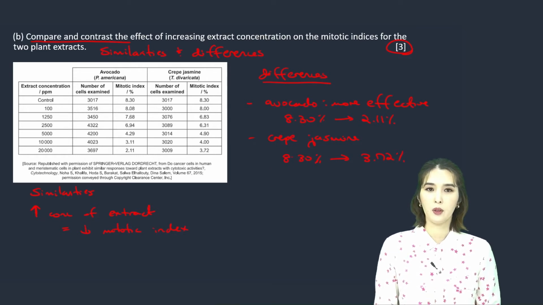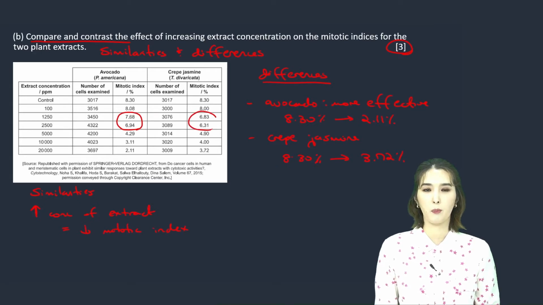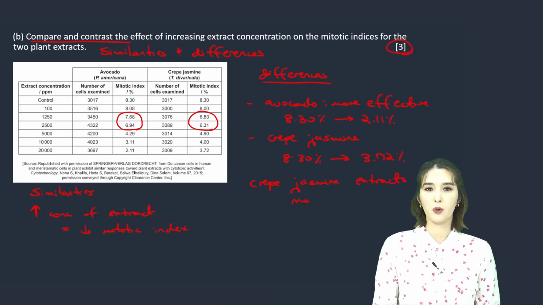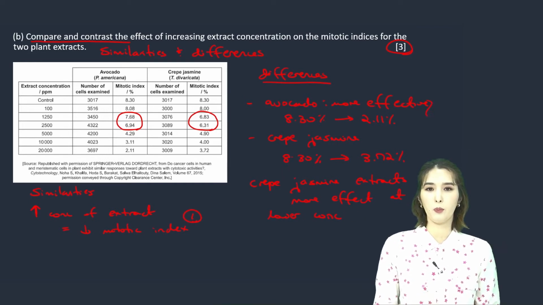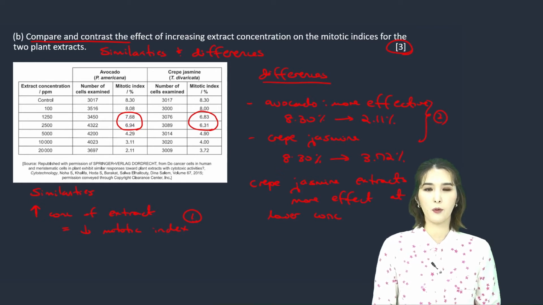However, crepe jasmine appears to be more effective at lower concentrations when compared to the avocado extract. Okay, so we're looking at that 1,000 to 2,000 parts per million area there. And so that's another point that we're going to write. We're going to say crepe jasmine extracts are more effective at lower concentrations of extract compared to avocado. And so we have 3 points here. We have 1 point for the similarities, the second for the differences, and then the third discussing the effectiveness at the lower concentration.